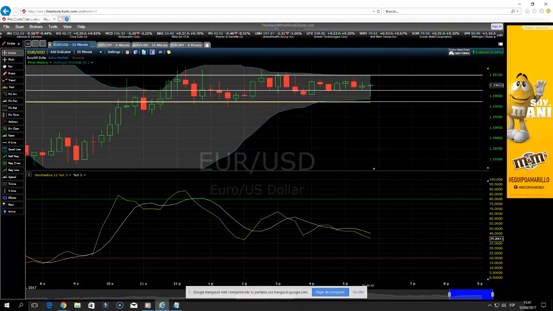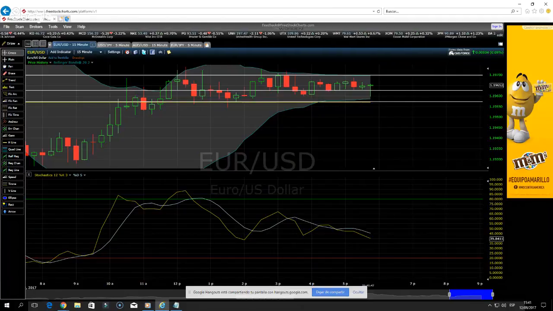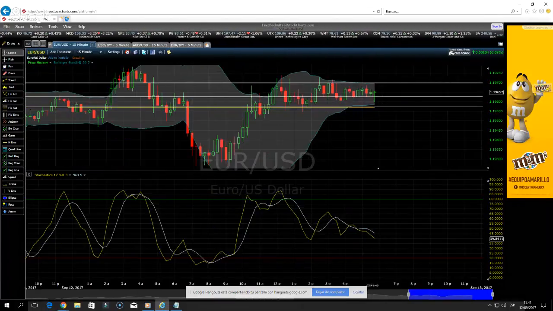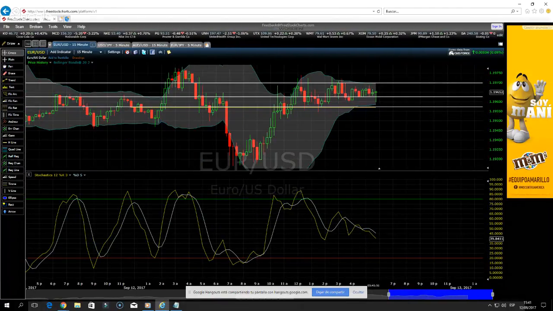Now, this is a hard strategy to manage. It's not that easy. So what you guys have to do is look for a confirmation, as usual. And that confirmation for me is going to be the support and resistance lines.